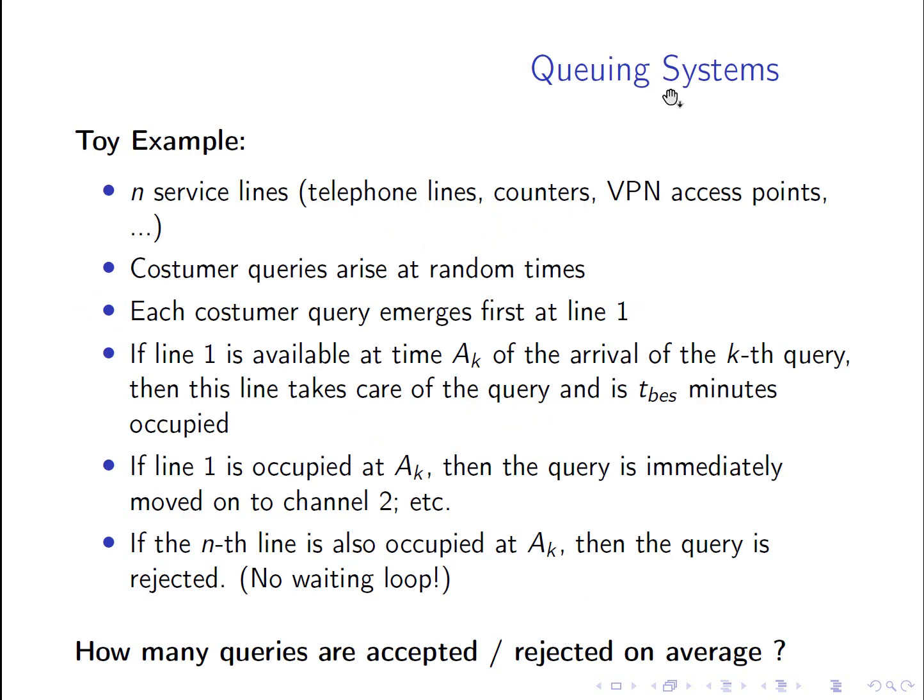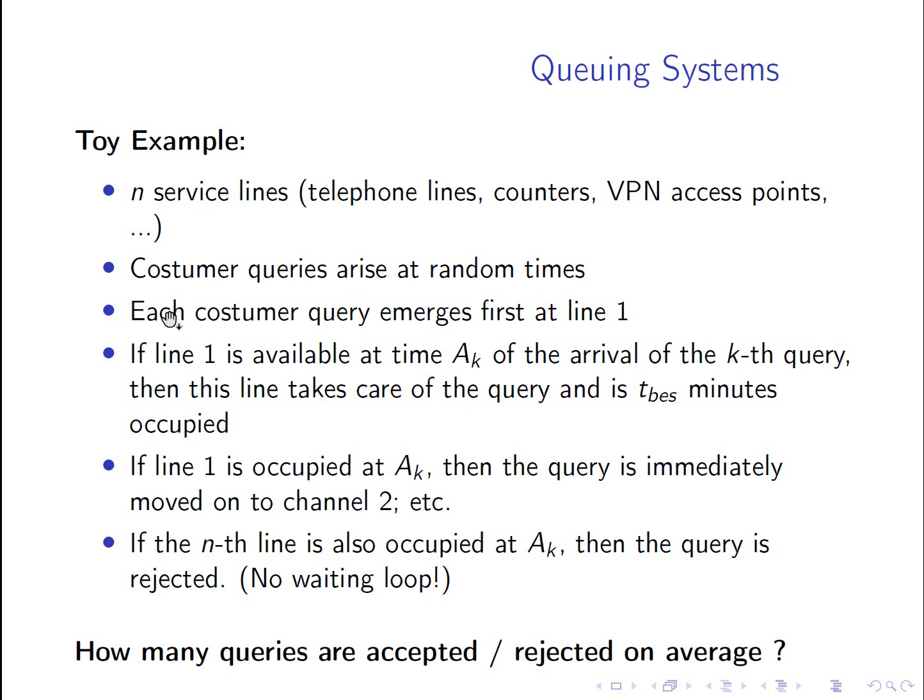Okay, so queuing systems are a major application of Monte Carlo simulations. And here's a toy example. So we have a queuing system with n service lines. This might be telephone lines or counters. Think about the airport check-in. Well, it might not be a good example today, but you might think of them. VPN access points. So we have n service lines. The customer queries, or the customers, arise at random times.